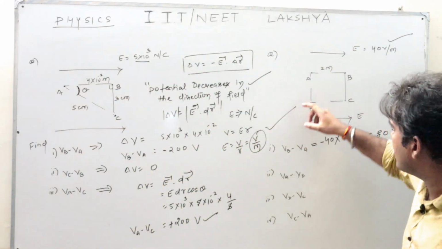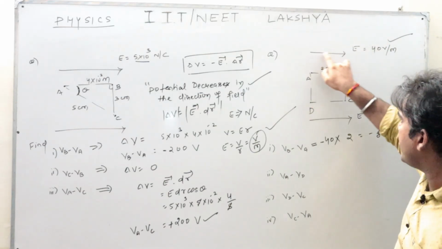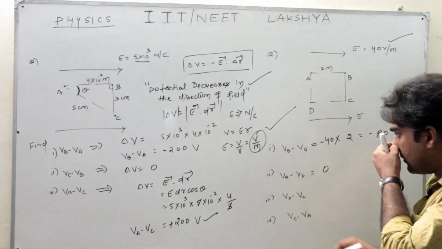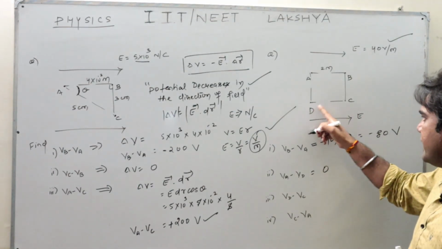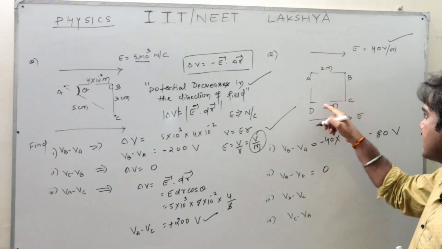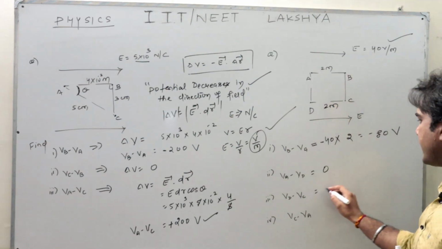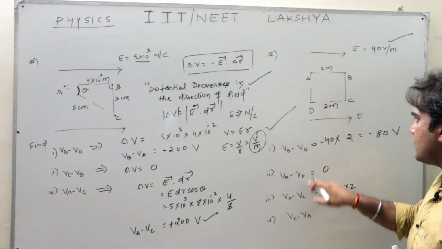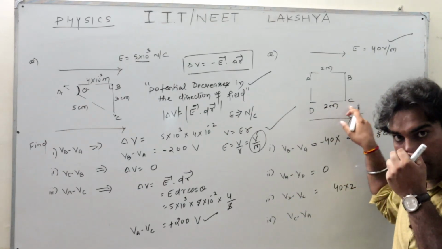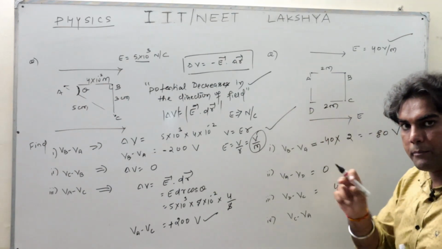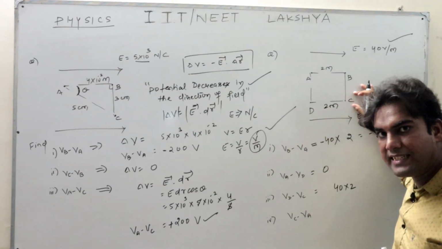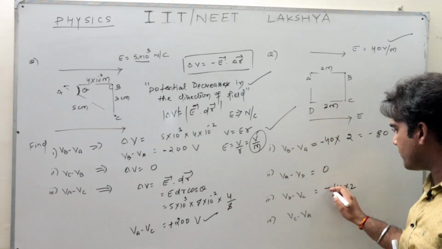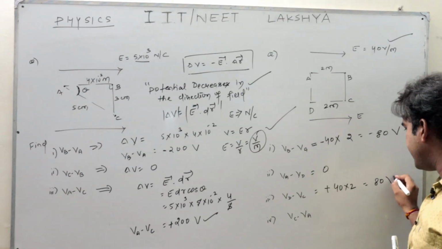Now VA minus VD. If you see carefully, this dr is perpendicular to the electric field. So dr and electric field are perpendicular. It means cos 90 is 0. Now VD minus VC. This is also 2 meters, with the electric field in the same direction. So again 40 into 2, cos 0 is 1. When you are moving in the direction of the electric field, potential decreases. It means potential at C is smaller and potential at D is larger. You are asking larger minus smaller, so I am saying plus. Answer is plus 80 volts.